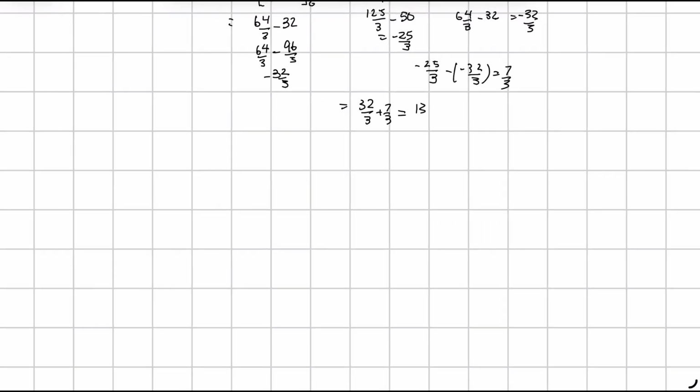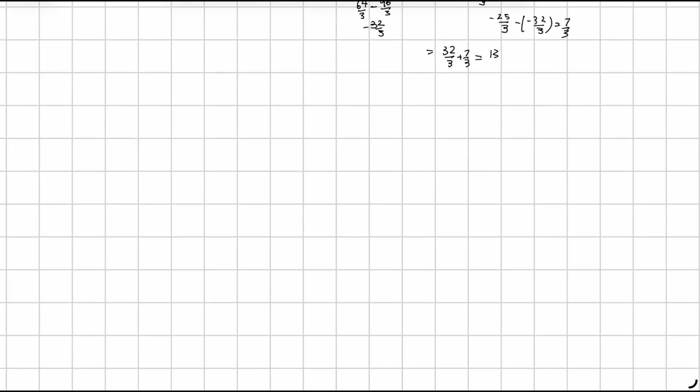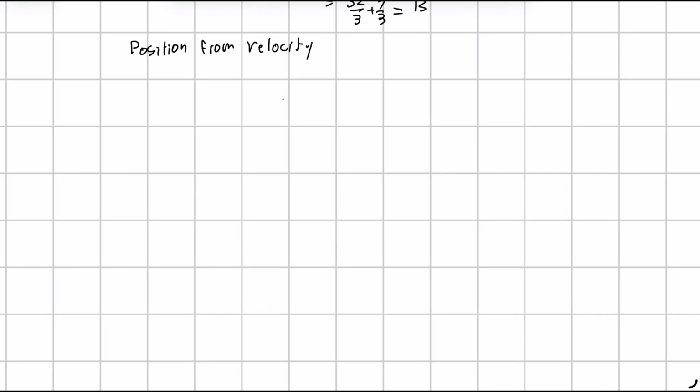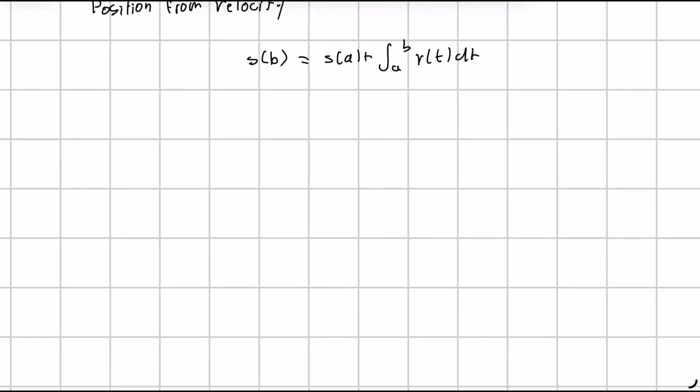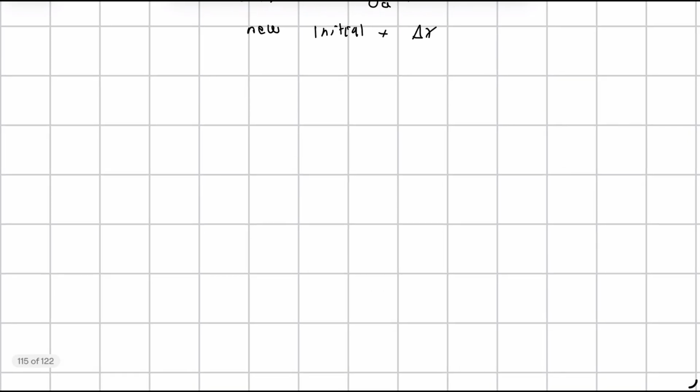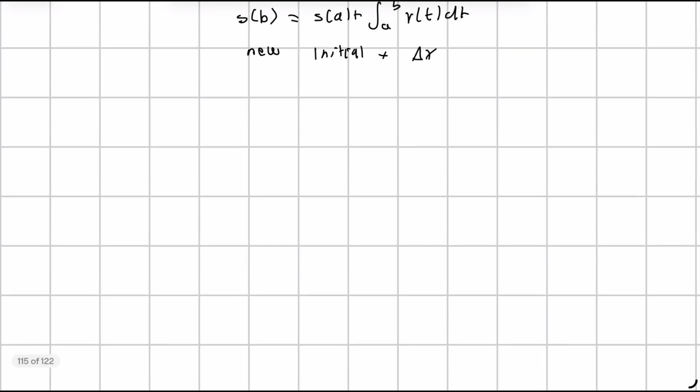Now, how do we find the position from velocity? Basically, you're going to have s of b is equal to s of a plus the integral from a to b of v of t times dt. So your new position is going to equal your initial position plus your delta x displacement, because the area under the v of t is equal to displacement. So you're going to integrate your velocity over the time interval and add the initial position.